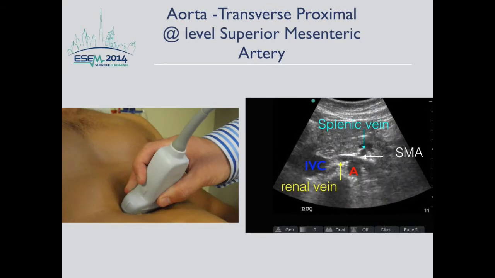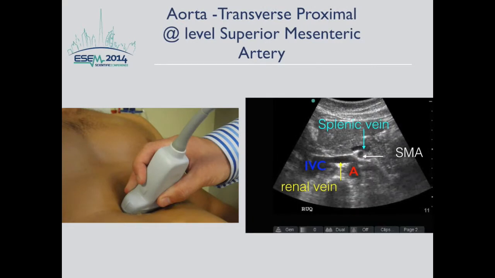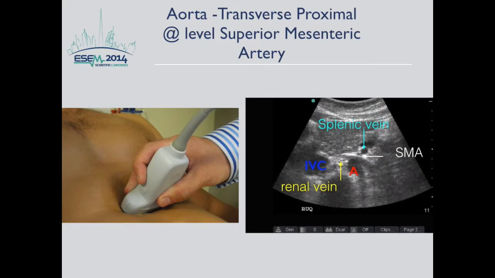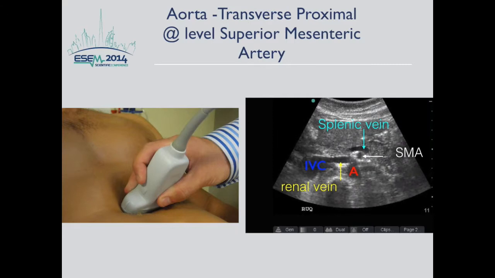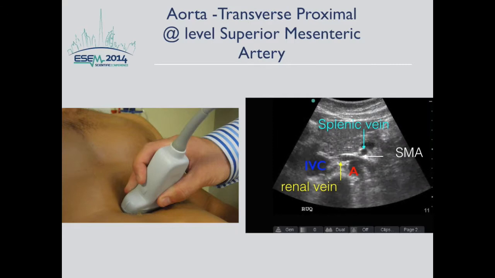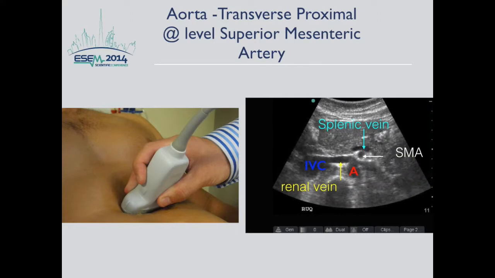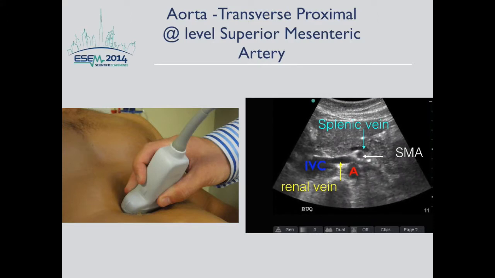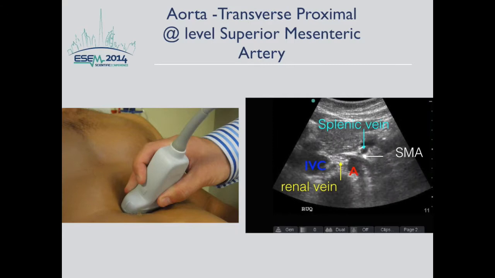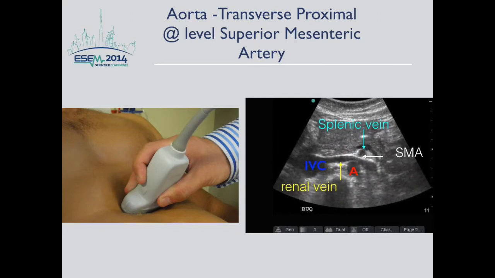Moving a little bit distal, still at the proximal abdominal aorta at the level of the superior mesenteric artery, is the proximal view with the bright echogenic superior mesenteric artery just anterior to the abdominal aorta. This is the second branch of the abdominal aorta. It's typically located 1 centimeter caudal to the celiac trunk, and the SMA runs parallel to the abdominal aorta and can be tracked caudally with the abdominal aorta.